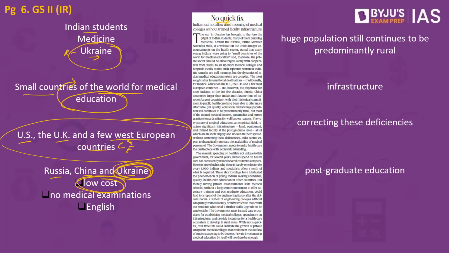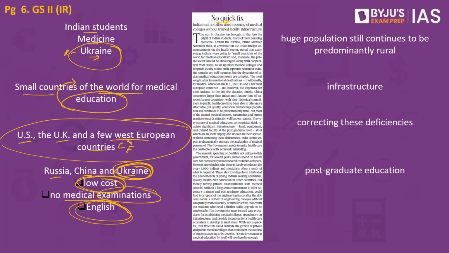Because it is low cost, and because there are no medical entrance examinations like in India, where you have a number of medical examinations, the need for the UG as well as for the PG, and you also have the universities running their own set of medical entrances as well. But when it comes to Ukraine, they do not have the medical entrance examination for the colleges, and at the same time they also have English education.